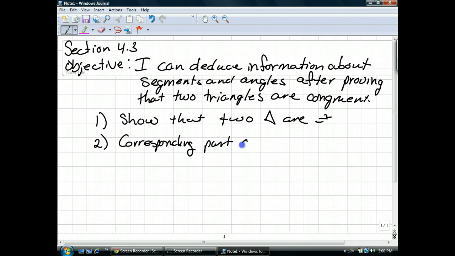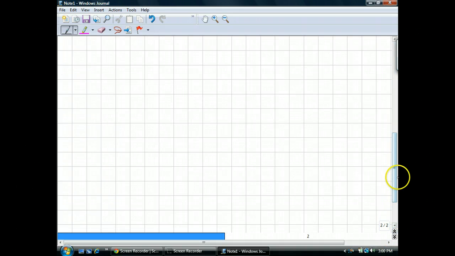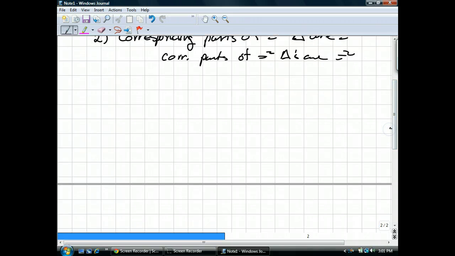parts of congruent triangles are congruent. Okay? So it's obvious that if the two triangles are congruent, then all their parts are congruent. And so we can use this reason, and you can abbreviate corresponding parts of congruent triangles are congruent. Okay? So let's see how that works. Example number one.